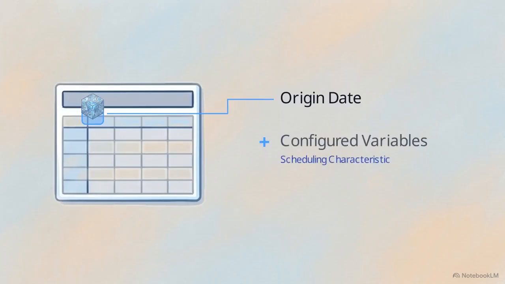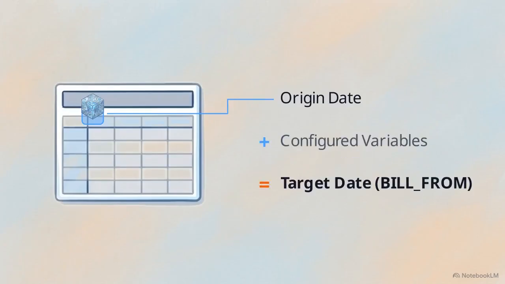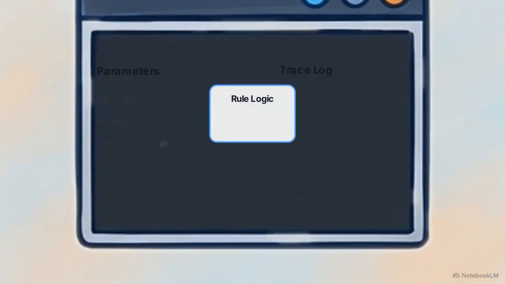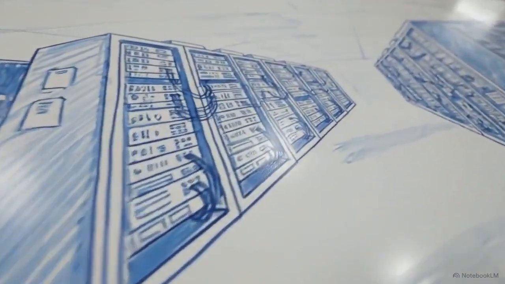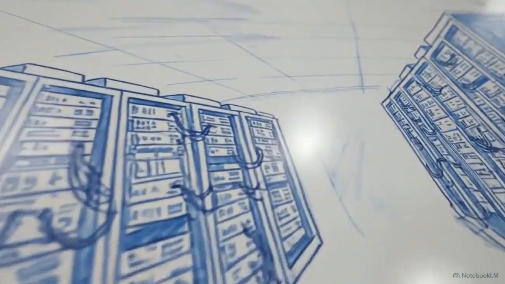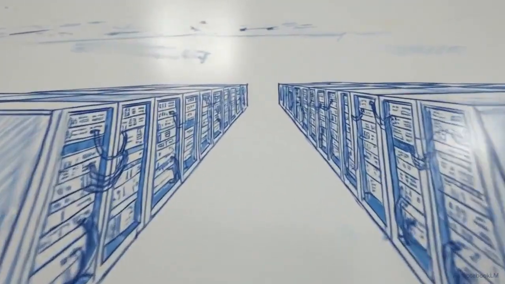A bill from date is never arbitrary. It is derived through strict mathematical rules applied to the exact date the billable item originated. SAP provides a simulation tool within SPRO for these complex calculations. This sandbox allows architects to test their date arithmetic without touching live data. Mastering this simulation ensures your data grouping is mathematically flawless. It is the only way to prevent cascading failures in a high-volume mass billing environment.